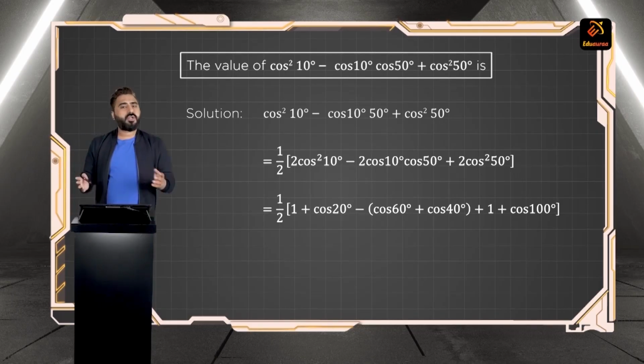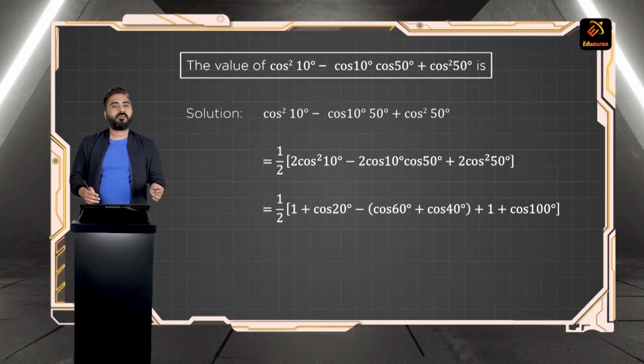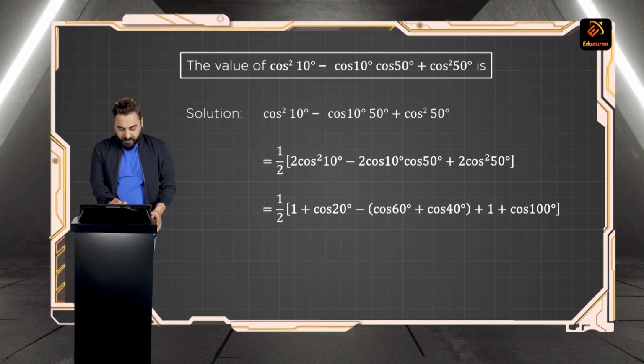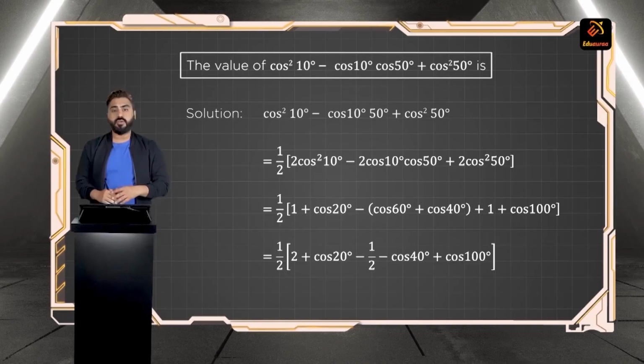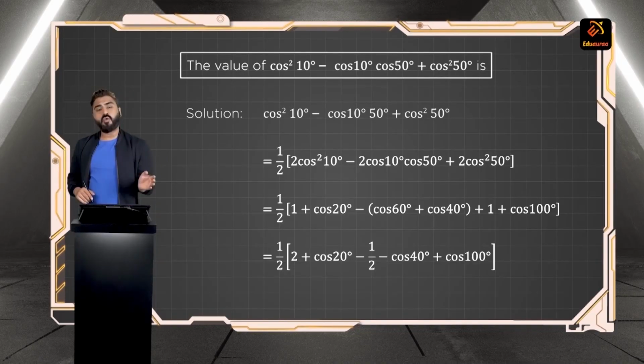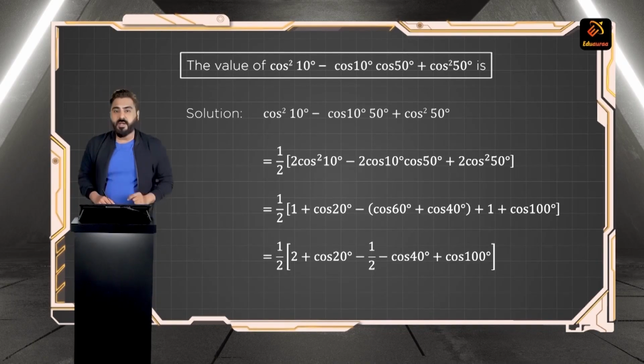So students, after applying defactorization and after applying this half angle formula, what do we get? So what is cos 60 students? Cos 60 is nothing but half. So what will we write? We will get the next step as 1 by 2 into, put a bracket, 1 plus 1 gives us 2. So 2 plus cos 20 minus 1 by 2 minus cos 40 plus cos of 100 degrees. So students, after this, what will we do? 2 minus 1 by 2 becomes 3 by 2. And cos 20 minus cos 40.